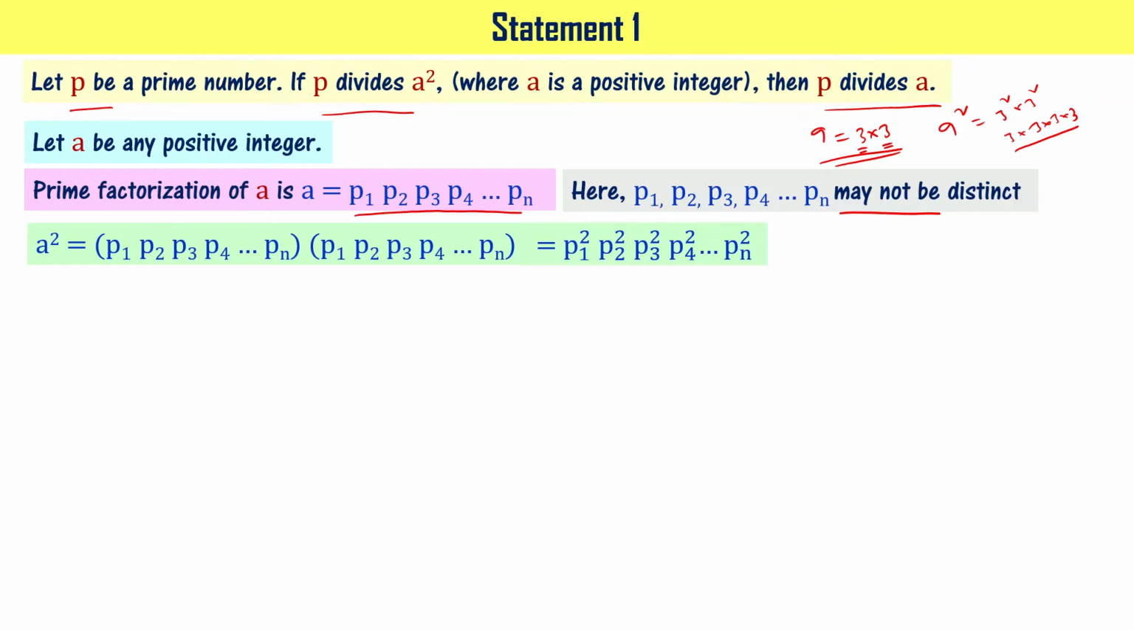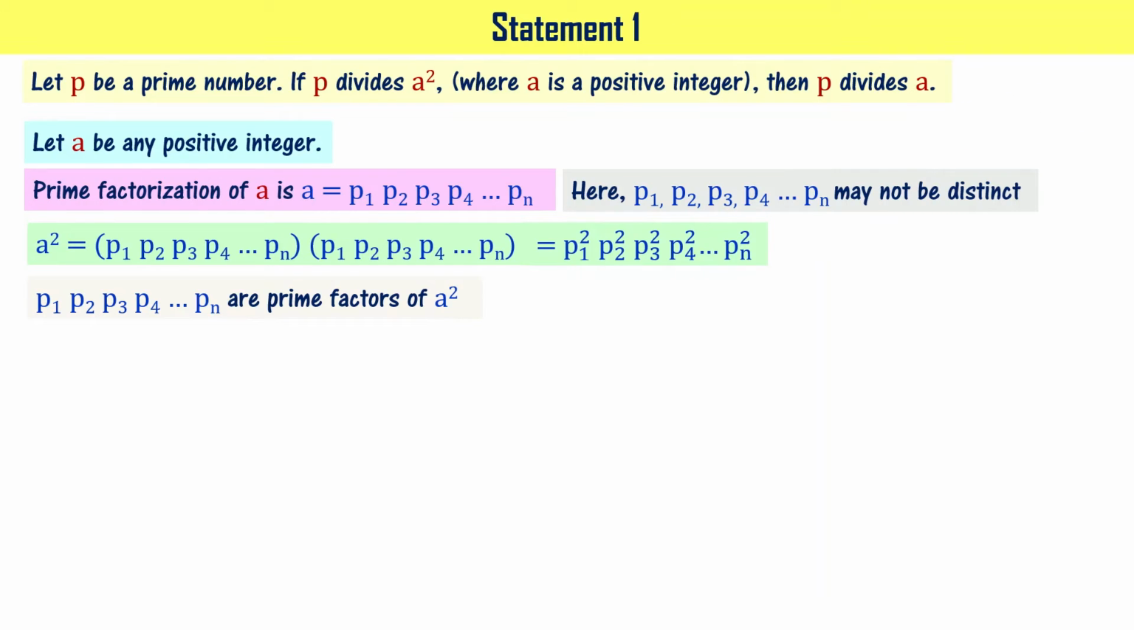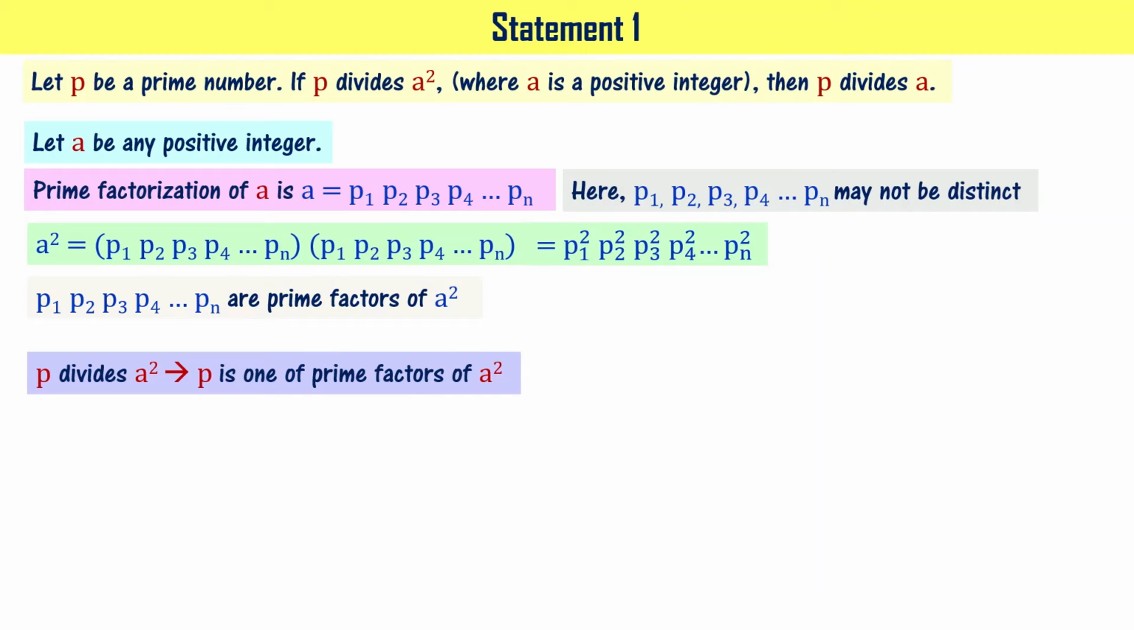So that can be written as P1 square times P2 square times P3 square times P4 square times up to Pn square, right? In the case of 9 square equal to 3 square times 3 square, we said that 3 is a prime factor of 9 square, right? Similarly, I can say that P1, P2, P3, P4 up to Pn are prime factors of A square. Got it? So now we said that P divides A square here, right?